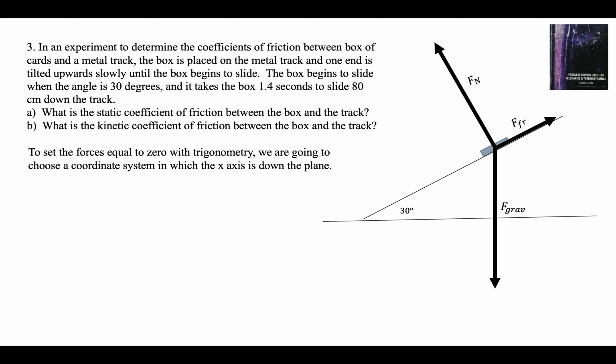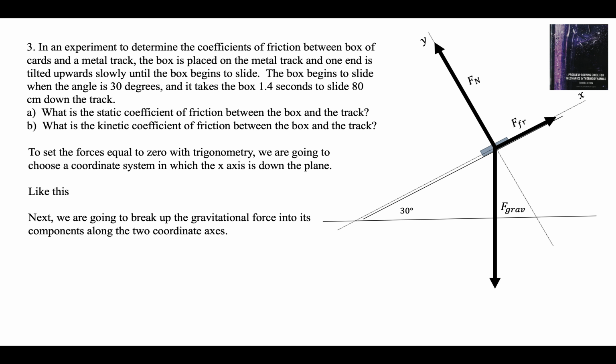To set the forces equal to 0 with trig, we're going to choose a coordinate system in which the x-axis is down the plane. Like this. There's our coordinate system. Y is perpendicular to the plane, x is along the plane. Now we're going to take that gravitational force, which is neither along the x or y axis, and put it along the x or y axis. We're going to get the components of the gravitational force in the x direction and in the y direction.